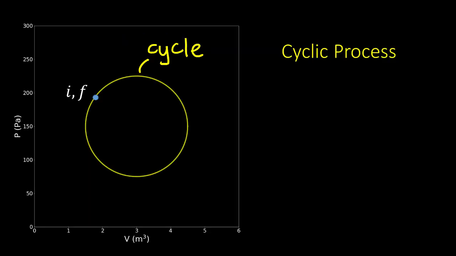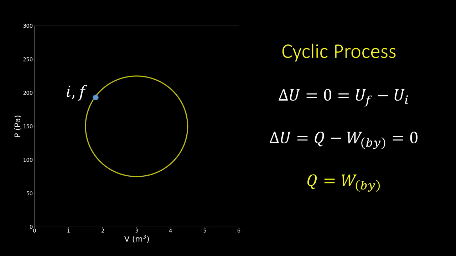Finally, a cyclic process is any process that starts and ends at the same state or point on the PV diagram, so its initial and final points, its endpoints, are the same point. This process is a closed loop on the PV diagram and is called a cycle. Since the initial and final states are the same, the change in internal energy is zero, since delta U equals U_f minus U_i, which is zero, and by the first law, delta U equals Q minus W by, so Q equals W by.